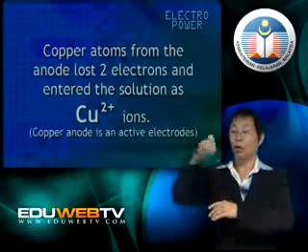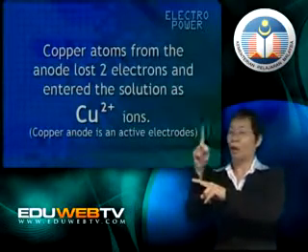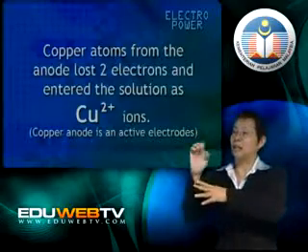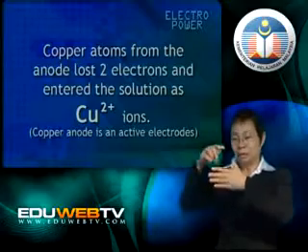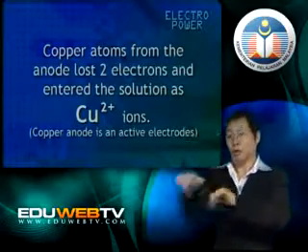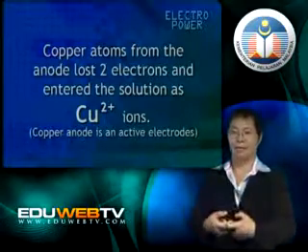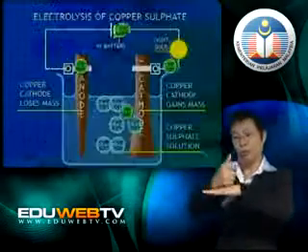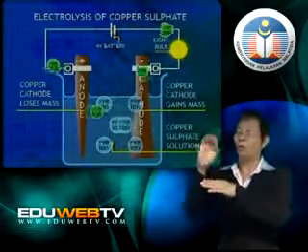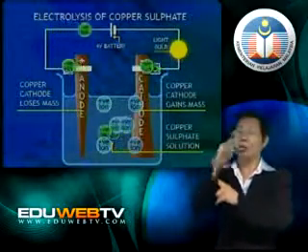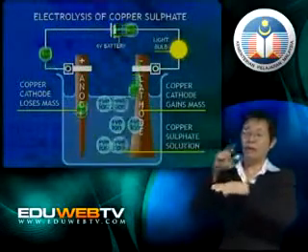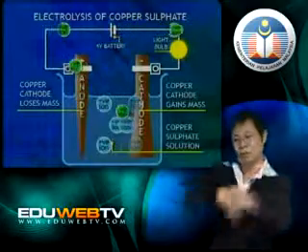Copper atoms from the anode lost 2 electrons and entered the solution as copper 2 ions. So, the copper anode is an active electrode. As copper atoms formed on the cathode, copper atoms were lost from the anode. As the copper ions left the solution at the cathode, they were replaced in the solution at the anode.